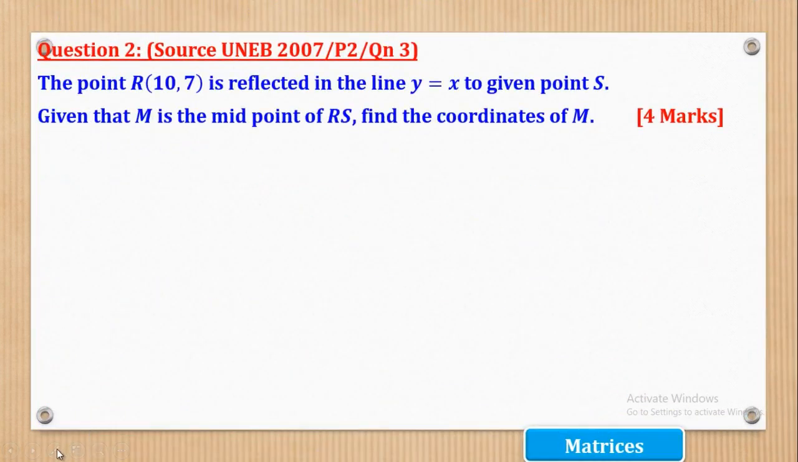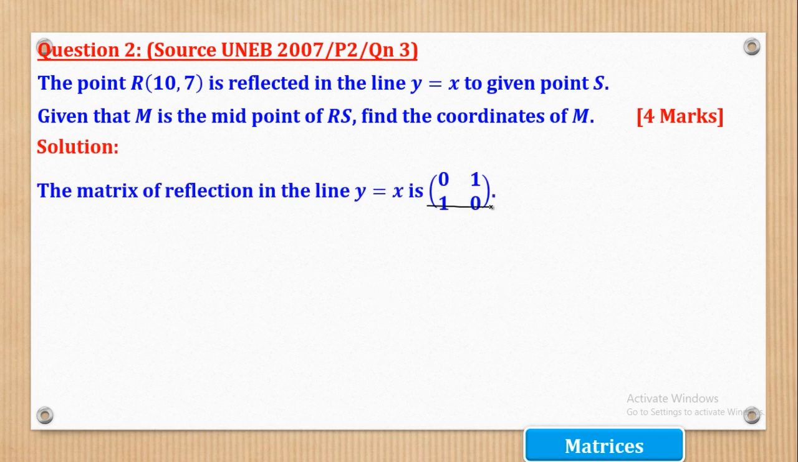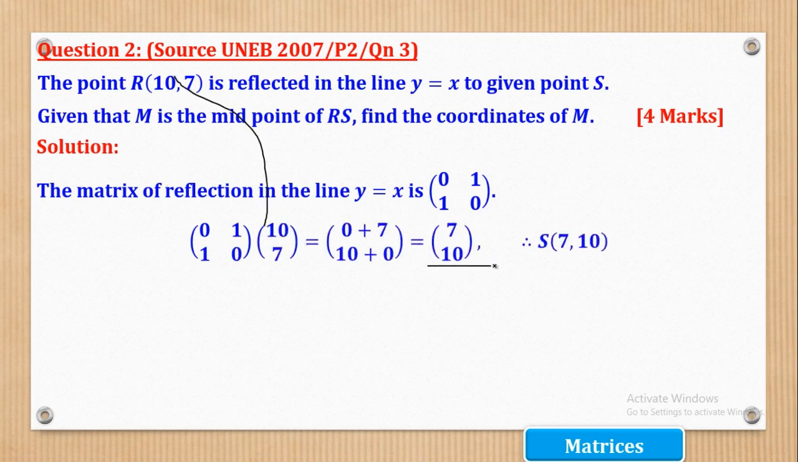Then question 2. Question 2 came from UNEB 2007, paper 2, question 3, and says the point R, which is 10, 7, is reflected in the line y equal to x to give point S. Given that M is the midpoint of RS, find the coordinates of M. So first of all, you have to recall that the reflection matrix of y equal to x is this. Then I multiply it with this object to get the image. Therefore, the coordinates of the image is that. Therefore, point S has these coordinates.